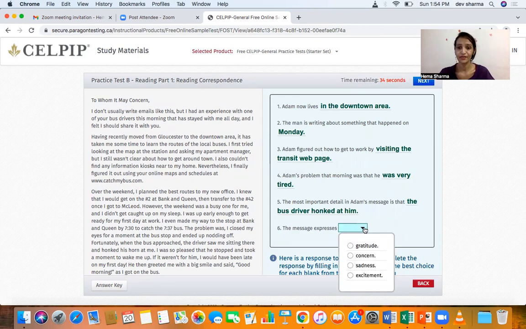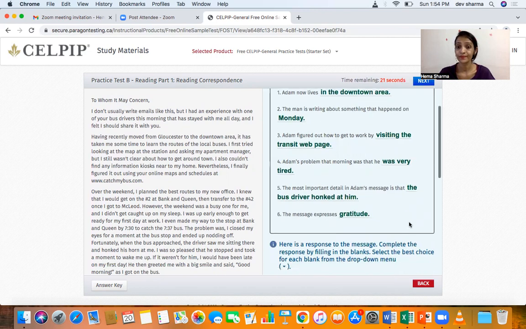Okay. The message expresses what? Gratitude, concern, sadness, excitement. Gratitude means thankfulness. So yes, he's thankful and he wants the message to be passed on to the driver.